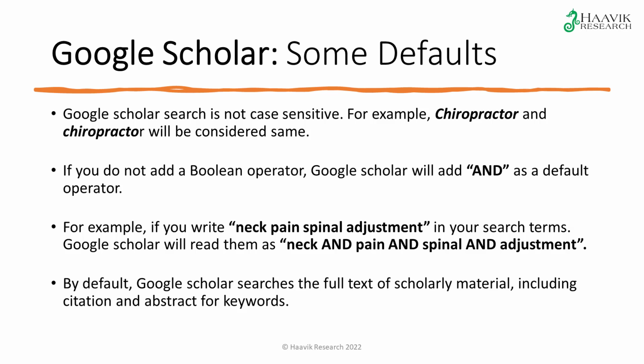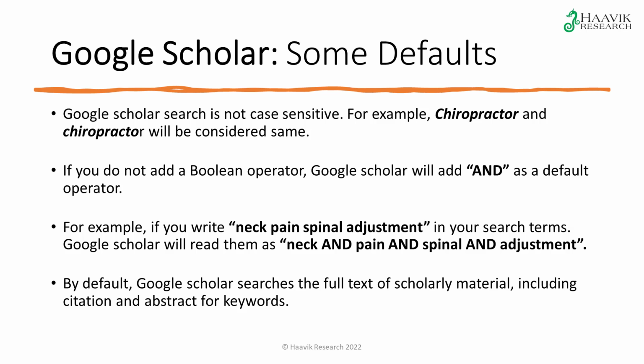Also, by default, you don't actually have to add any Boolean operator terms. But just so that you know, Google Scholar will always assume that you meant and. So it will search for all articles or all sources that include all of the terms that you add into the search box. So if you just write all the search words in, like neck, pain, spinal adjustment, Google Scholar will think that you've meant neck and pain and spinal and adjustment. And it will search for articles that include all four terms and give you the results of these.